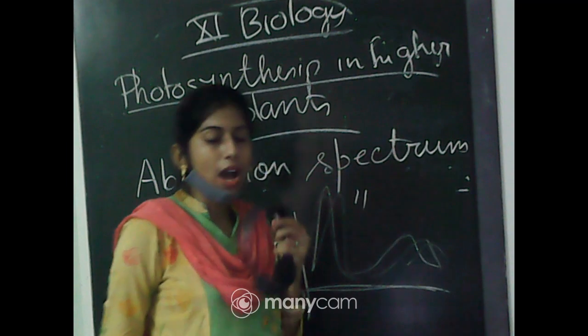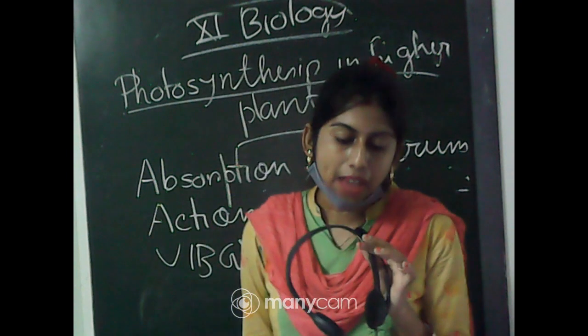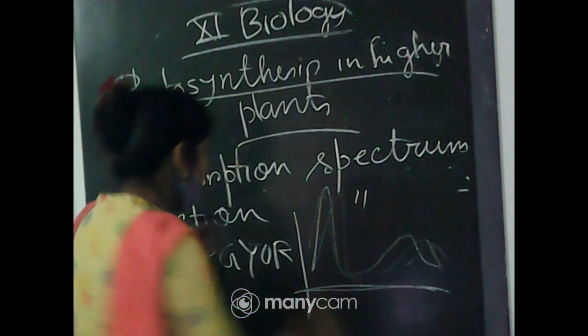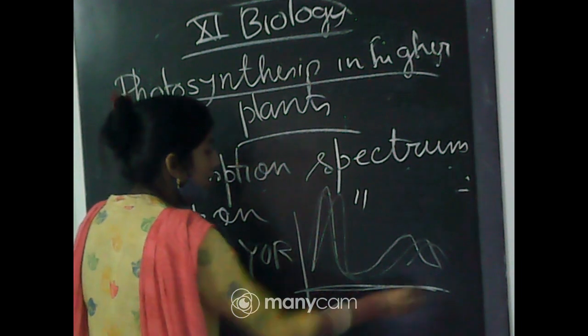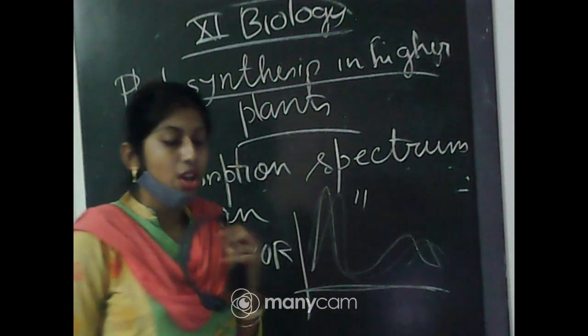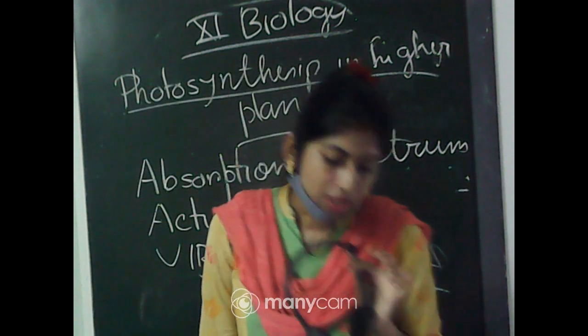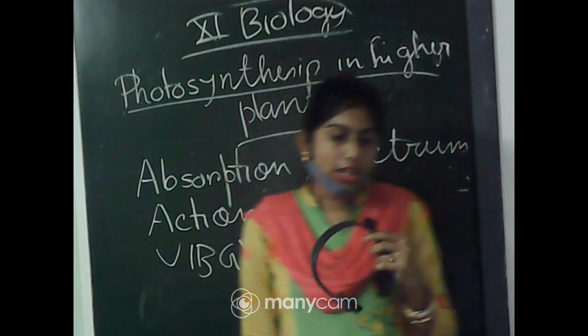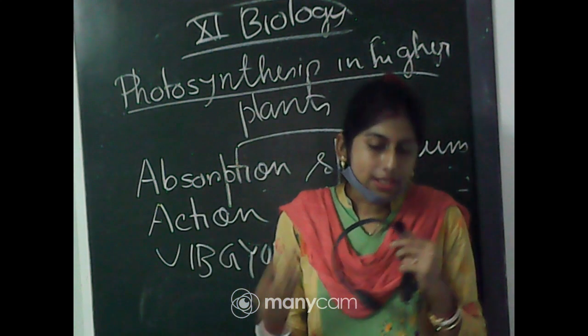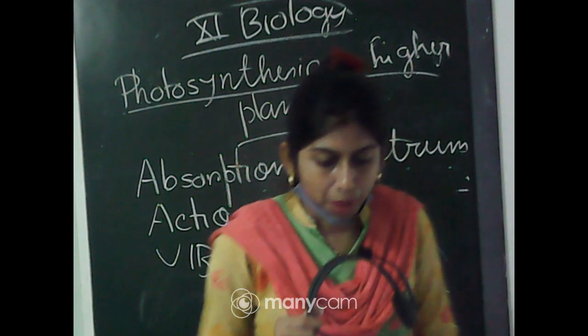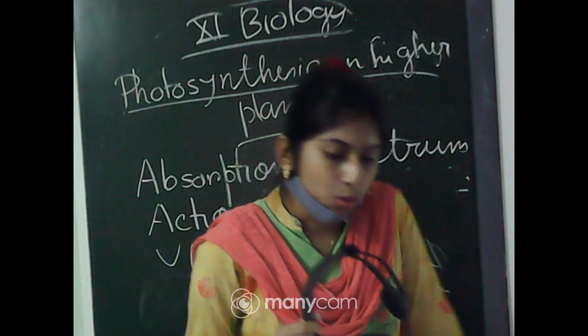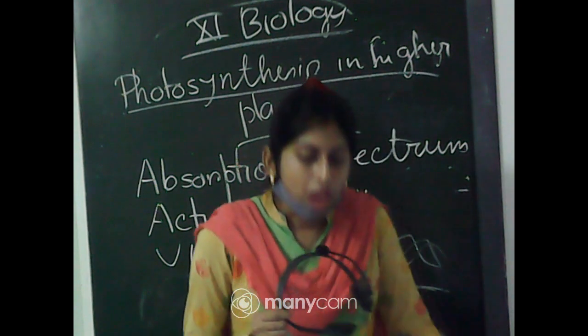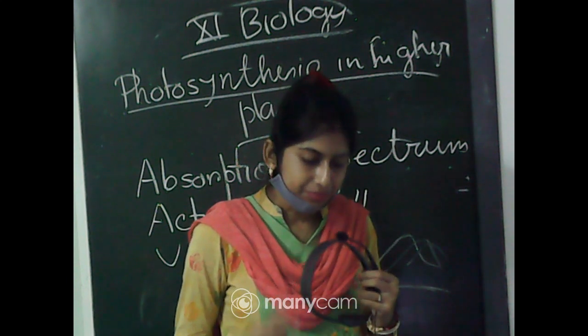So these two are particularly the blue and red light regions. This region is the blue light region and this region is the red light region. So we can say that different pigments will show their highest light absorbing power particularly at the blue and red wavelengths. Now come to the next graph.